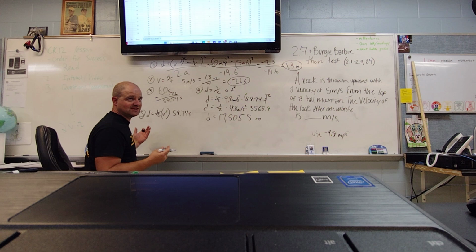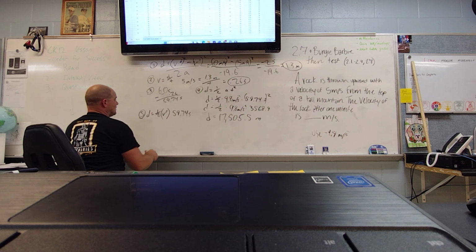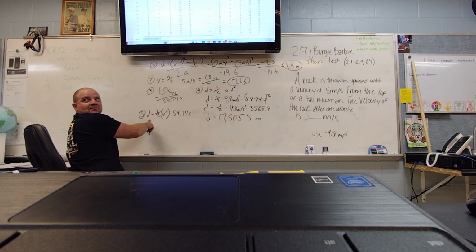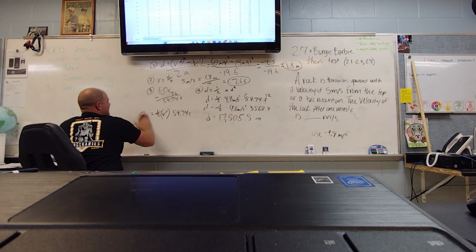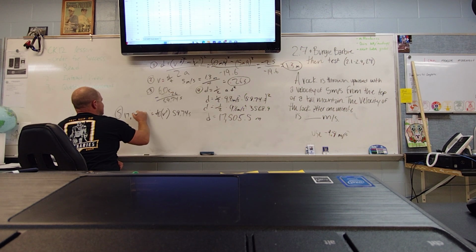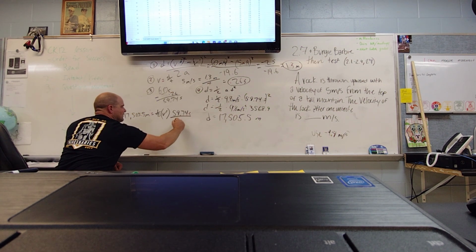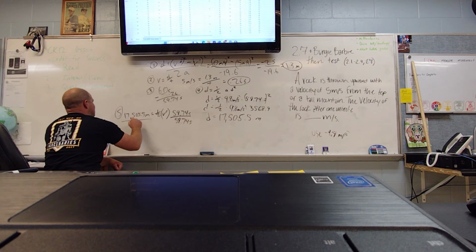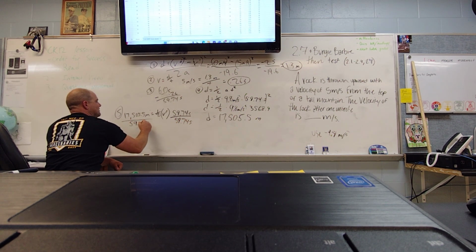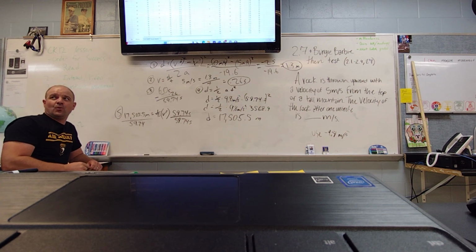So what do we do? This is back to basic algebra. We need to isolate the variables. We have the displacement, right? So step 5, we have the displacement, 17,505.5 meters. We're going to divide out the 59.74 seconds from both sides. What is 17,505.5 divided by 59.74?